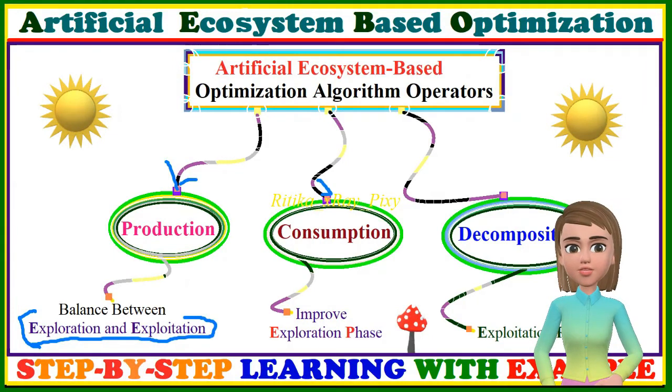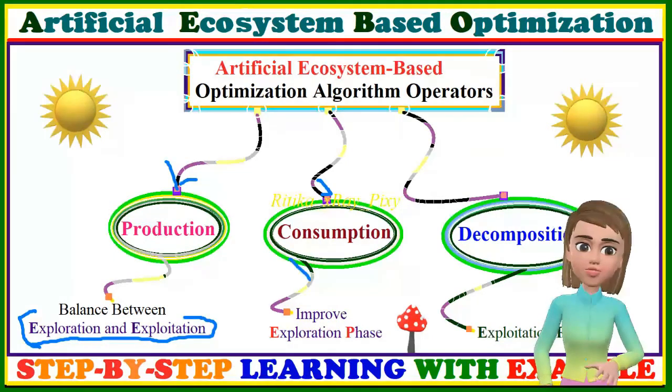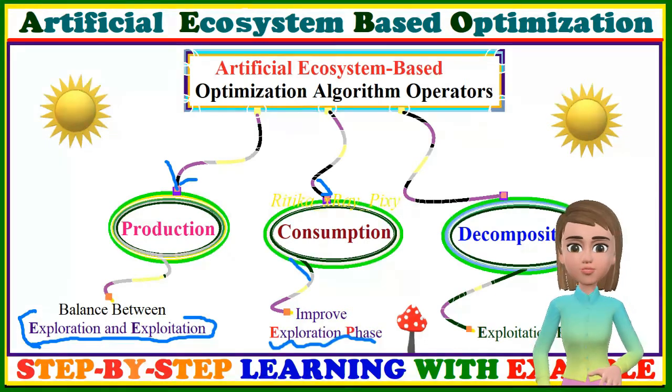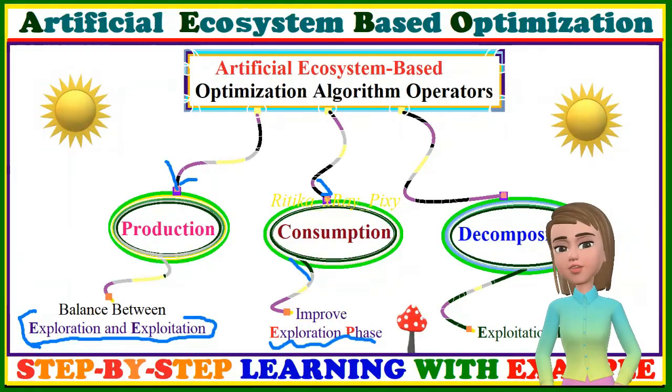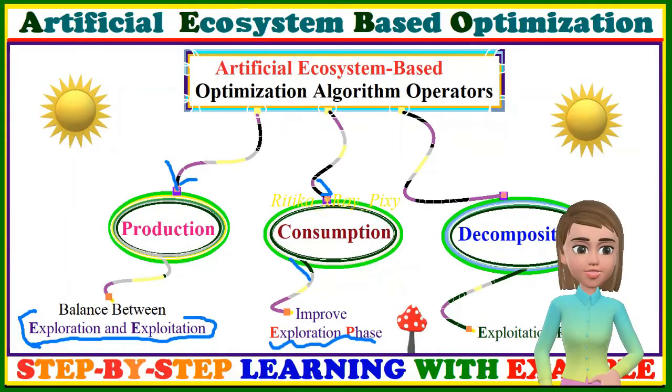So here the production operator is used to maintain the balance between the exploration and exploitation phase. Next we have consumption. The consumption operator is used to improve the exploration phase for this algorithm. And next we have decomposition. The decomposition operator is used for the exploitation phase.